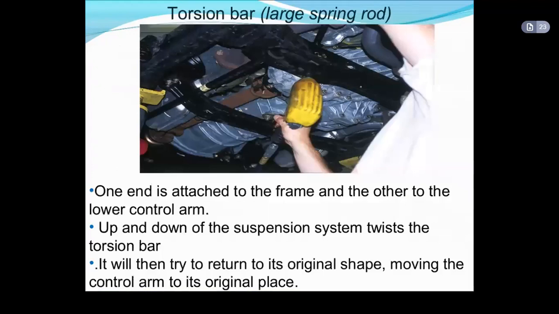Then the torsion bar or large spring rod. If you observe this, this is the torsion bar. One end is attached to the frame and the other to the lower control arm. So if we consider the torsion bar, one end is attached to the frame and the other to the lower control arm.